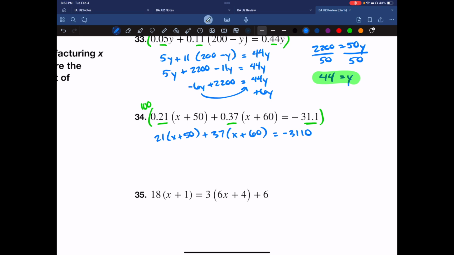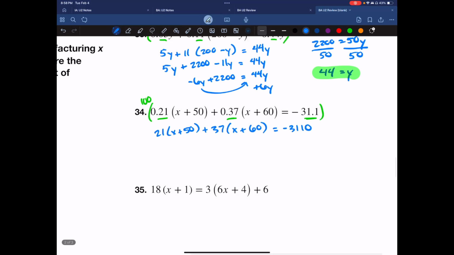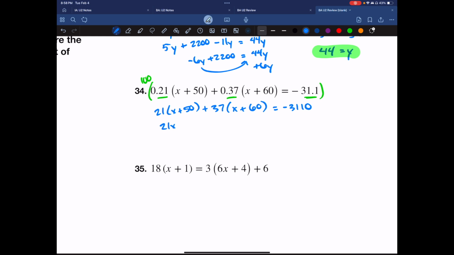So again, it's okay to work with big numbers if it means you don't have to work with decimals. So use your calculator to help you out. This is going to be 21x plus 1050 plus 37x plus 2220 equals negative 3110. Add up 21 and 37. That's going to be 58x. 1050 and 2220, that's going to be plus 3270. Can't do that in your head. I'm not expecting you to. You can use your calculator for that.